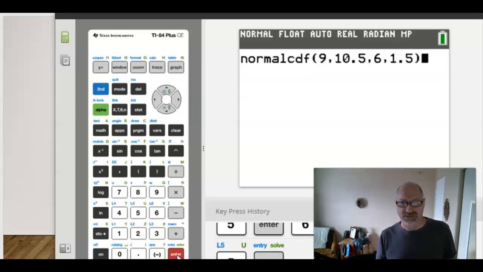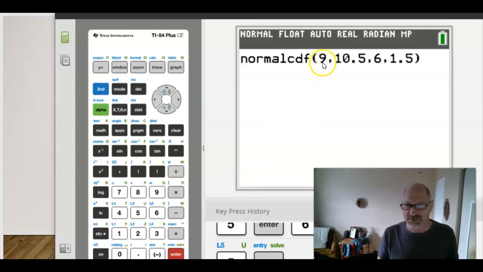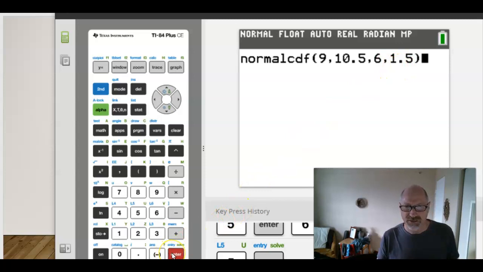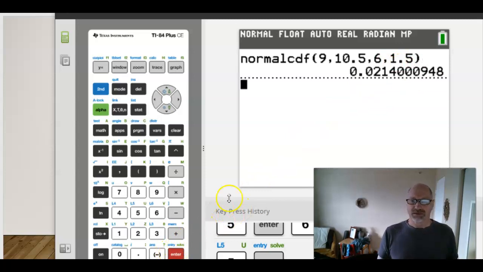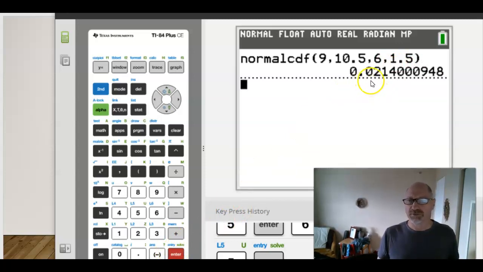And then paste. Now to calculate, you have to enter one more time at this point. And again, check it out. It's going from 9 to 10.5 with a mean of 6 and a standard deviation of 1.5. We hit enter. So here's our probability, 0.0214, that the value would be randomly selected between 9 and 10.5.